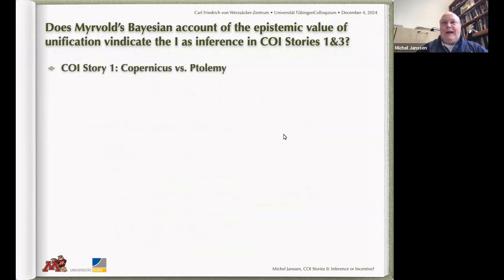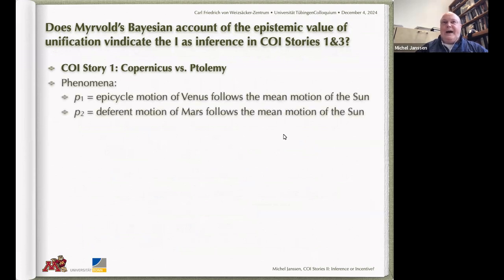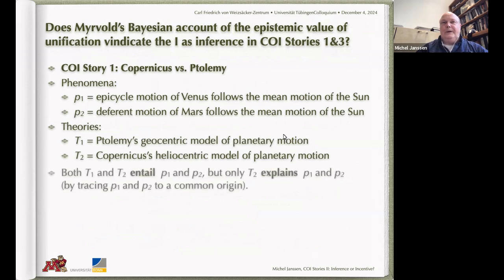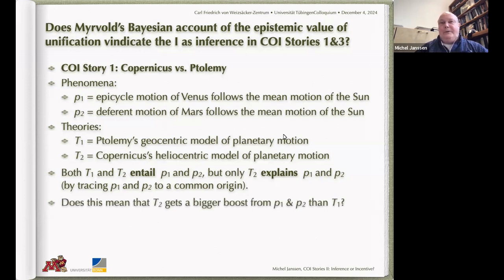But let's apply it now to these examples, right? So Copernicus versus Ptolemy. Let the phenomena be P1, the epicycle motion of Venus follows the mean motion of the sun, and P2, the deferent motion of Mars follows the mean motion of the sun. And the two theories are Ptolemy and Copernicus. Now, both theories entail P1 and P2. Of course, Ptolemy's theory is carefully constructed to do so. But only T2 explains P1 and P2 by tracing them to a common origin. So the question then is, does this mean that T2 gets a bigger boost than T1?